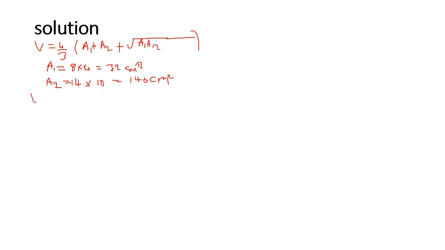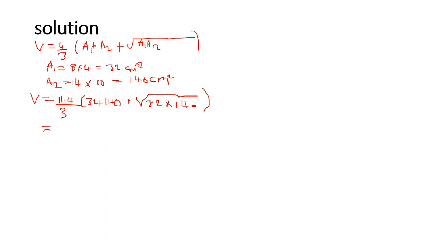So let's now substitute. V is equal to H, which we know is 11.4, so 11.4 over 3. You open the brackets, we are adding 32 plus 140. Then plus the square root, and inside the square root we multiply 32 times 140. We follow step by step.